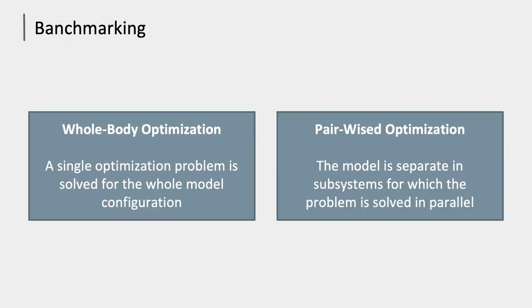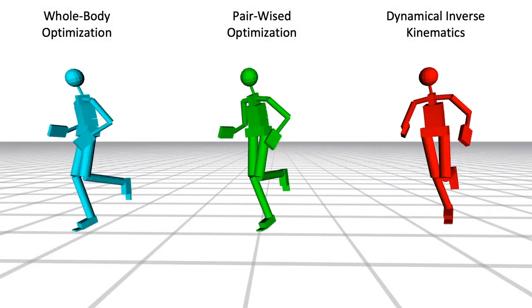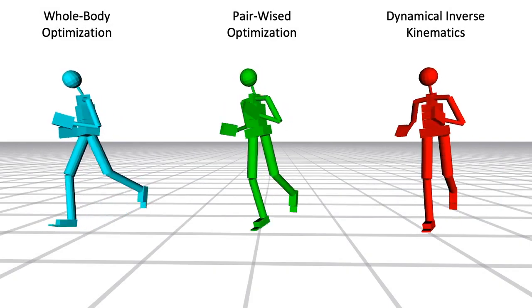Finally, we have compared the performances of dynamical inverse kinematics with respect to model-based nonlinear optimization implementations. In particular, we have considered a whole-body optimization where the inverse kinematics is solved as a single nonlinear optimization problem, and a pairwise optimization where multiple nonlinear optimizations are solved in parallel after decomposing the model in smaller subtrees. This video shows the three implementations compared.